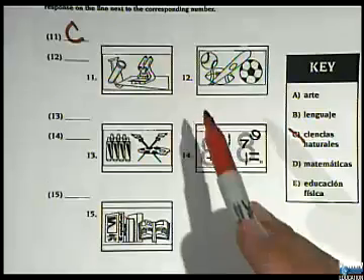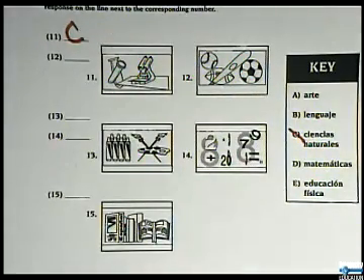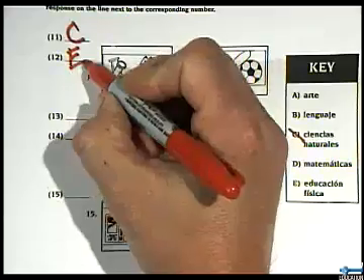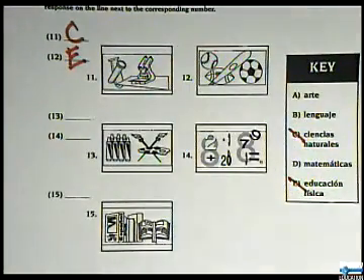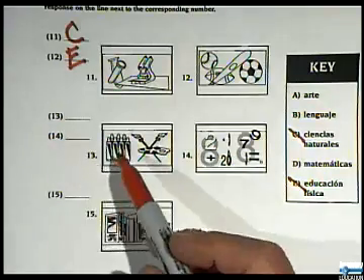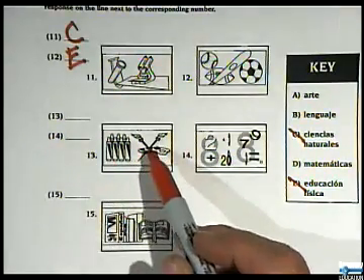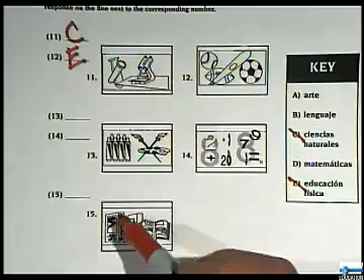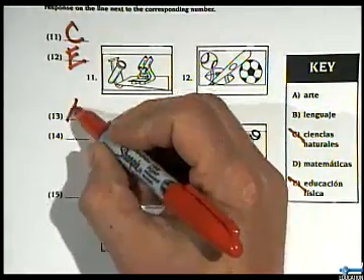Okay. Number 12. Baseball, bat, football, soccer ball. Looks like athletics or sports or physical education. Educación física. Letter E. Okay. Number 13. Got different colors here. A painter's palette here. That must be art, which is letter A, arte.